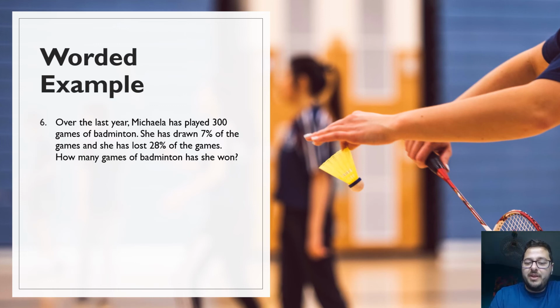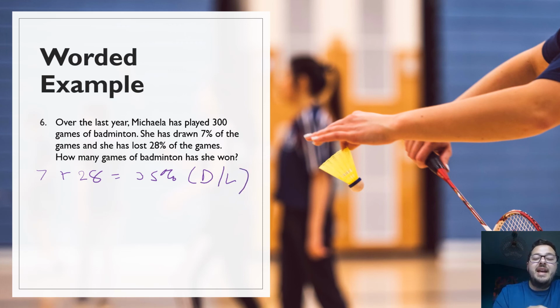Okay, so with this one, we want to figure out the percentage of games that she's won. So we've got 7% drawn and 28% lost. So let's just add those up. So 7 plus 28 is 35%. So that's drawn or lost. Let's write that like that. And then so 1 is going to be 100% minus this 35%, which is 65%.